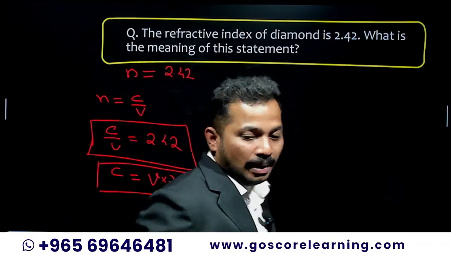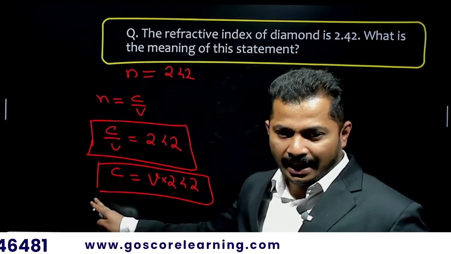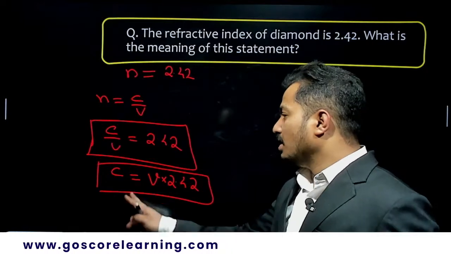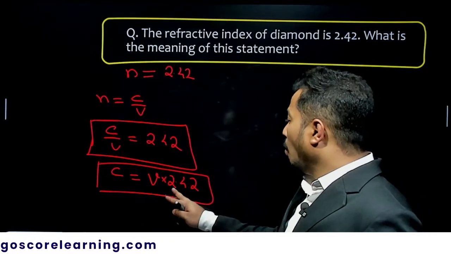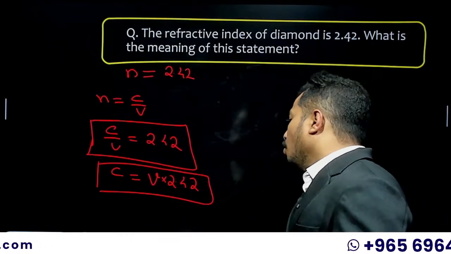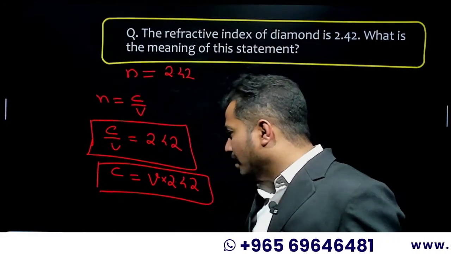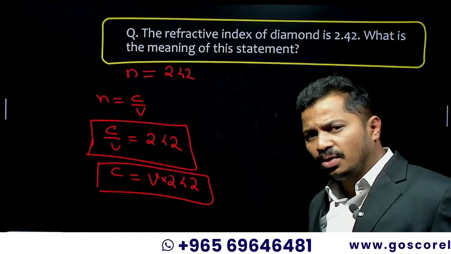Make it in this mathematical form in words. What is C? Speed of light in air or speed of light in vacuum. Speed of light in air is equal to 2.42 times speed of light in diamond. V is speed of light in diamond. You got it? So speed of light in air is equal to 2.42 times speed of light in diamond.